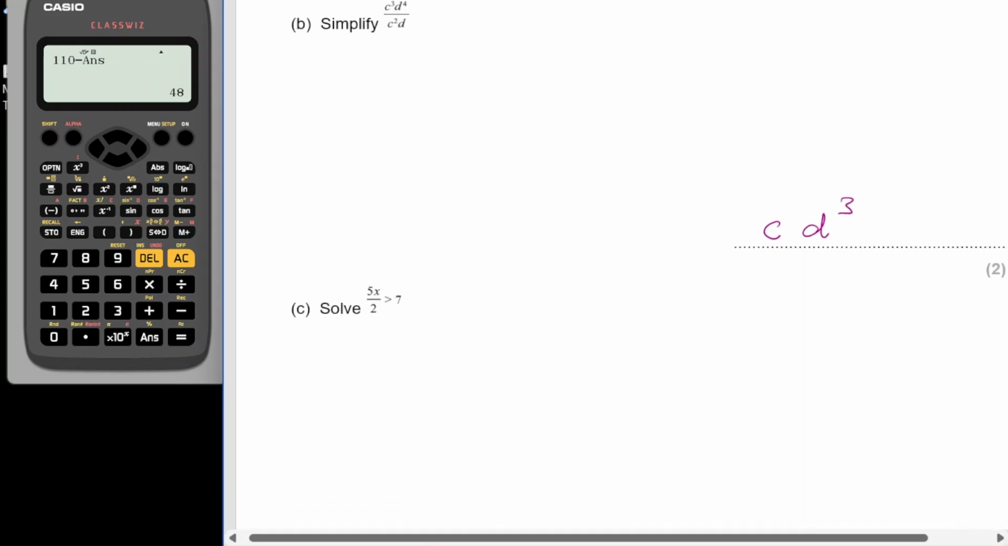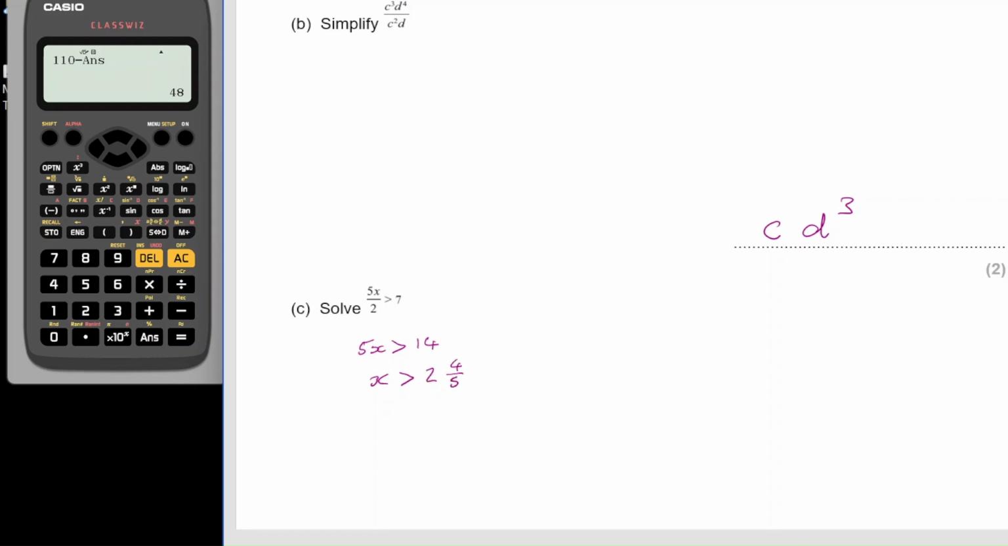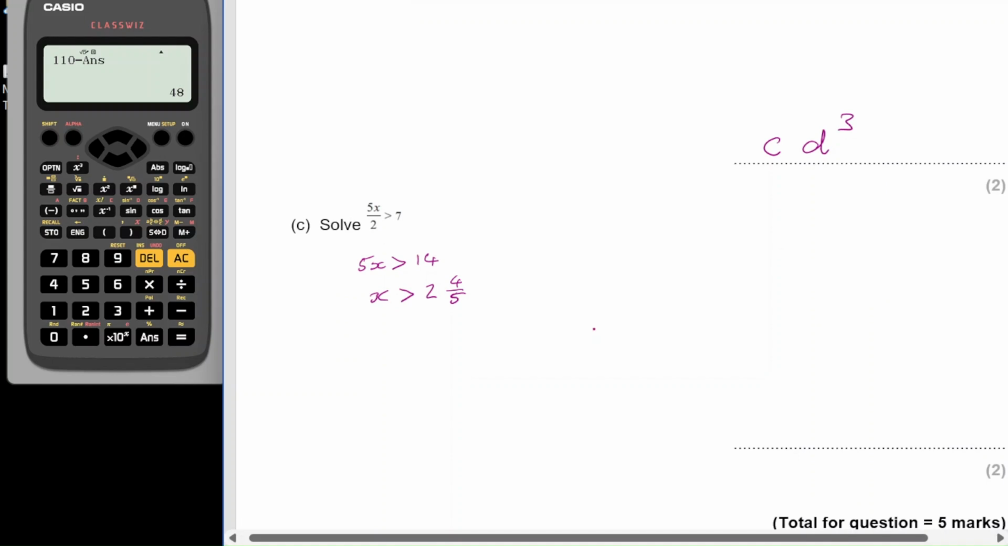And solve this inequality, times both sides by 2 would give us 5x has to be greater than 14. So divide both sides by 5, x has to be greater than 2 and 4/5. So I would give that as my answer. So x has to be greater than 2 and 4/5.